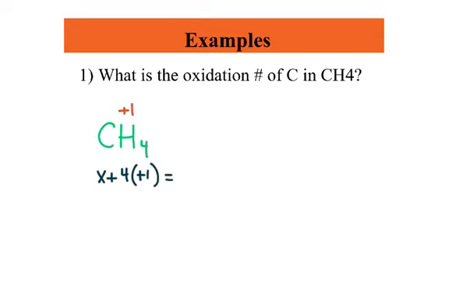Overall, remember the second rule for doing this is that the overall oxidation numbers must equal the charge of the compound. Well, CH4 is neutral. Neutral is 0. So, solve for X. X is going to equal -4. So, we put a -4 up there, and this question is done.